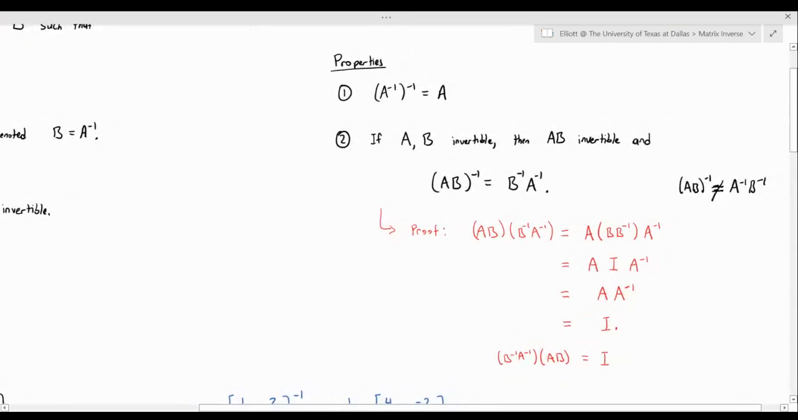I don't mean to linger too much on this one point, but I'll mention one more thing about this property. This property is sometimes referred to as the dressing and undressing principle.